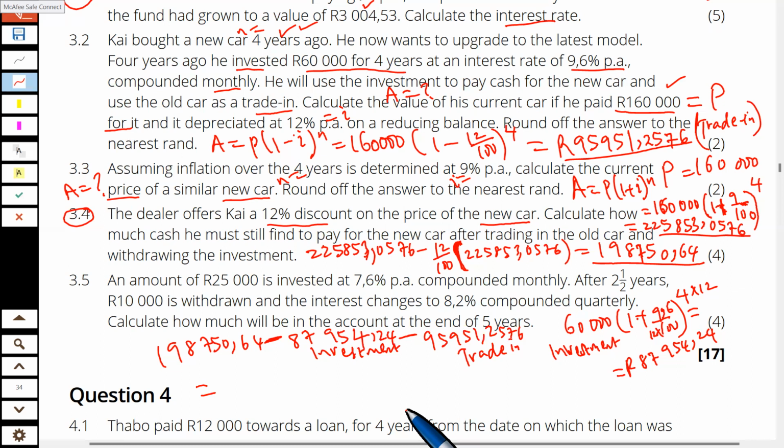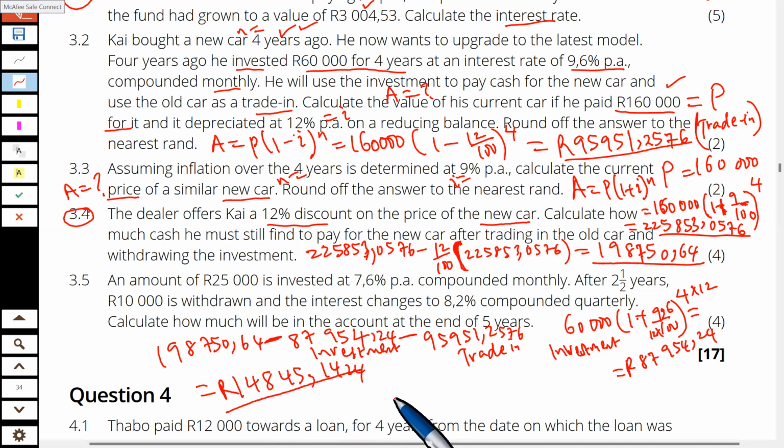198,750.64 minus 87,954.24 minus 95,951.2576. So obviously here it means that we have 14,845.1424.